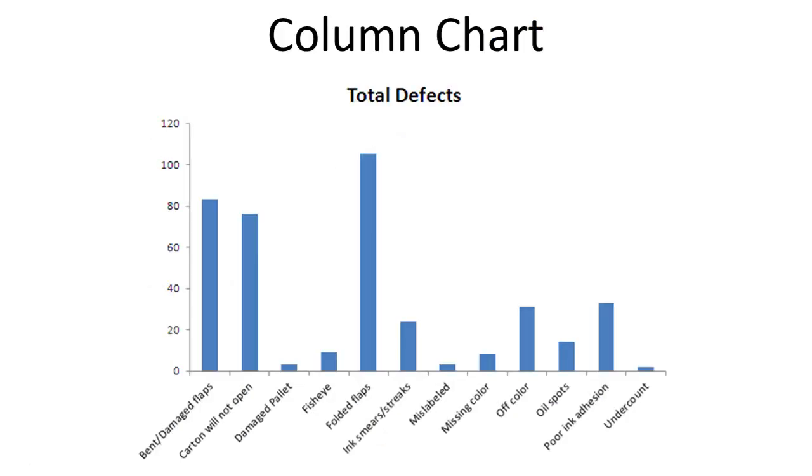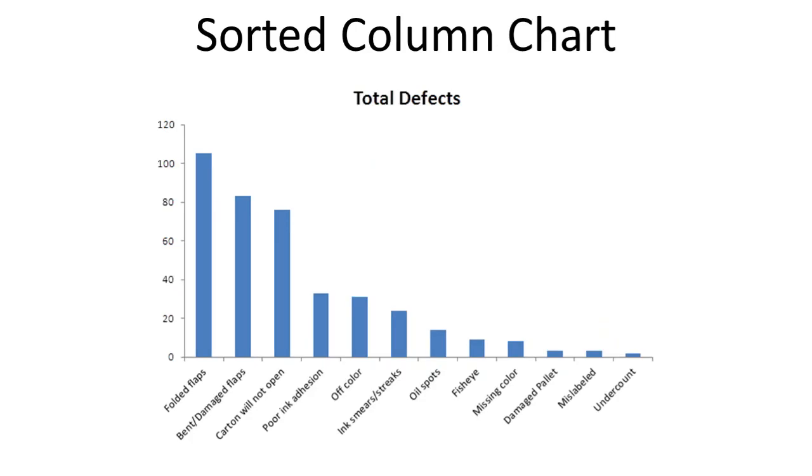First, if you have defects and types of defects, total number of defects, and if you just show it as a column chart, you might get something that looks like this, where the big bars are spread all over the place and it's kind of hard to figure out what you want to focus on. And so what we want to do is sort that in descending order. So now on the left side we can see that folded flaps, bent and damaged, and carton will not open are the big three. So that helps narrow our focus a little bit.